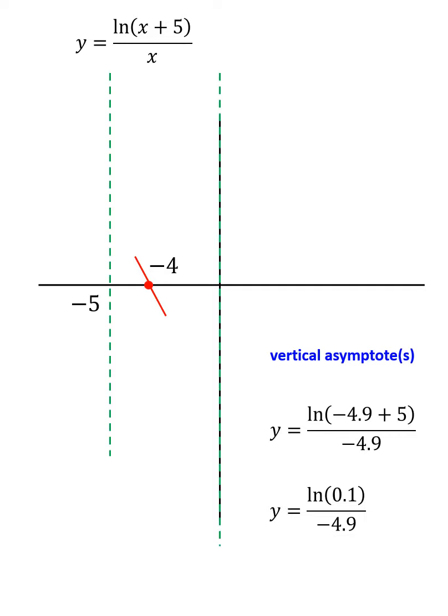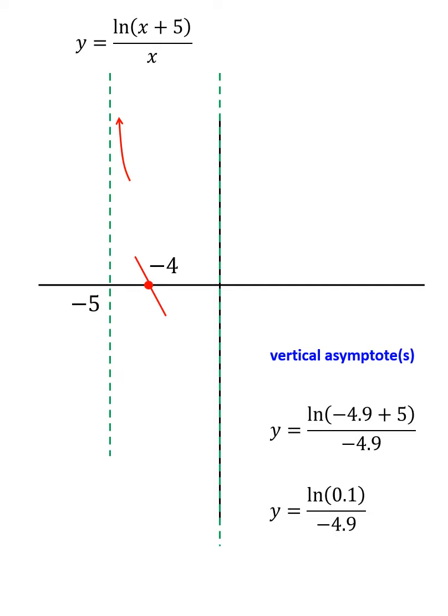So what does all this mean? It means when x is negative 4.9, I have a positive y value. Watch the graph and see that that represents that the graph must approach the vertical asymptote in an upward fashion on the right side of that asymptote.